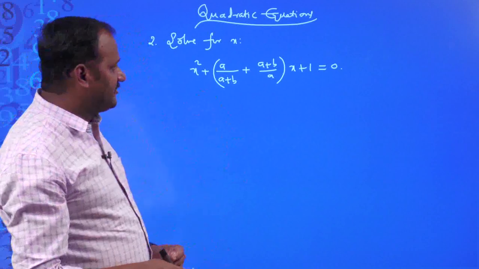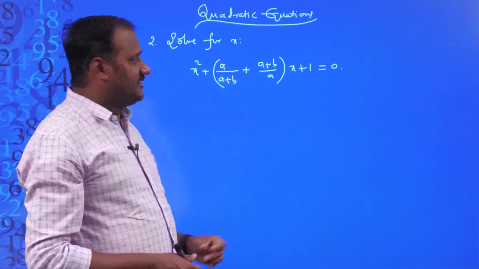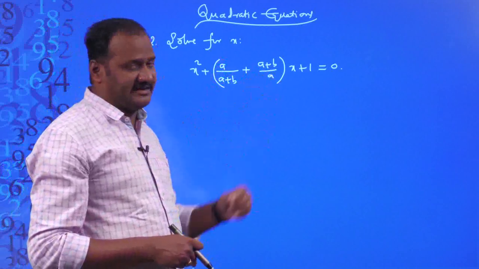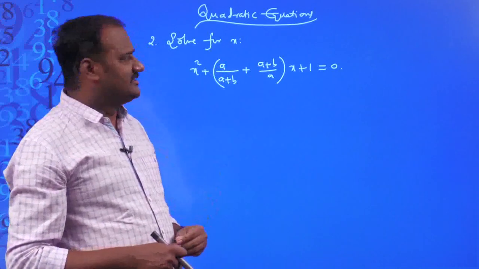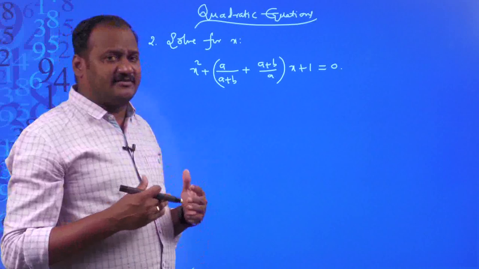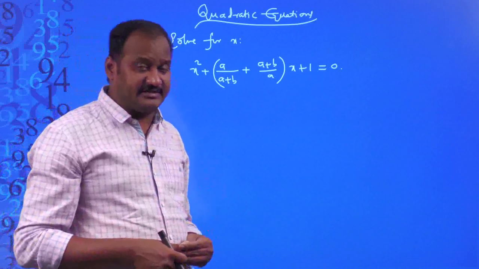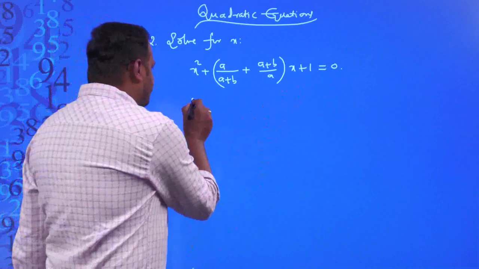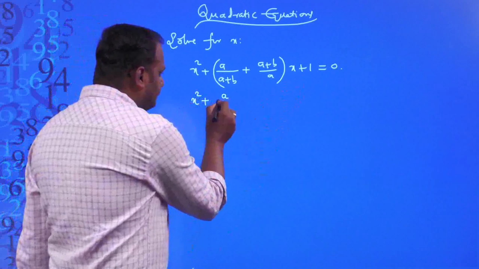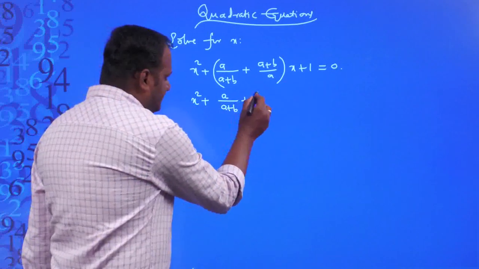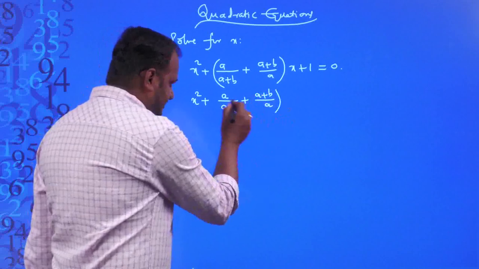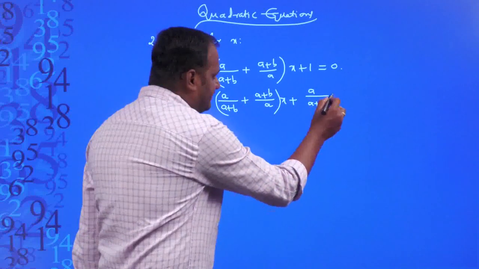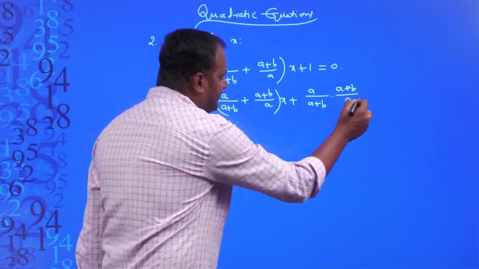So then definitely I will have to think about this. This is a divided by a plus b, and this is a plus b divided by a. What kind of terms are both? A divided by a plus b, and a plus b divided by a. Yes, both are reciprocals. If they are reciprocals, then what can we infer? Their product is going to be 1. So 1 is already there, right? So I am going to write this as x square plus a divided by a plus b plus a plus b divided by a times x, and I am going to write the last term as a divided by a plus b multiplied by a plus b divided by a is equal to 0.